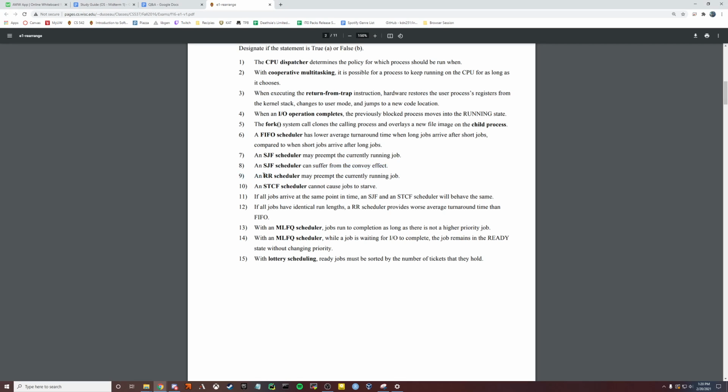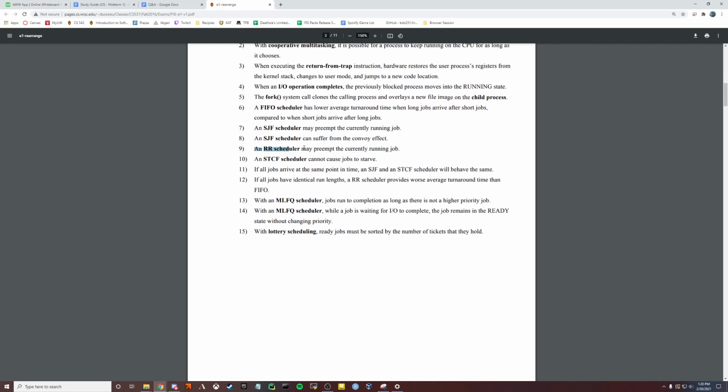Okay, so I'm fine with labeling 8 as false, or I mean, no, that's true. It can suffer the convoy effect. Great. An RR scheduler may preempt the currently running job. So I'm going to say this is probably true based off of what MipMap said, saying that FIFO and SJF cannot preempt, but RR was not in there. Round robin always preempts, I think, because it gives you a minimum time quantum. They slice it up, like they add up the sizes of the jobs and then divide it up so that it's all equal or something. So it will always preempt a job.